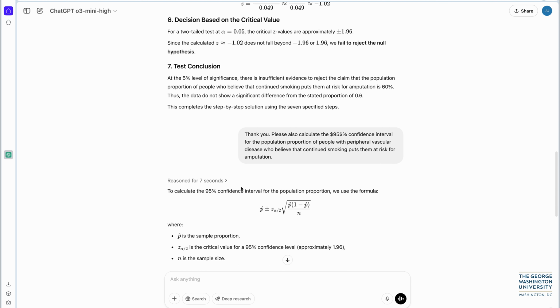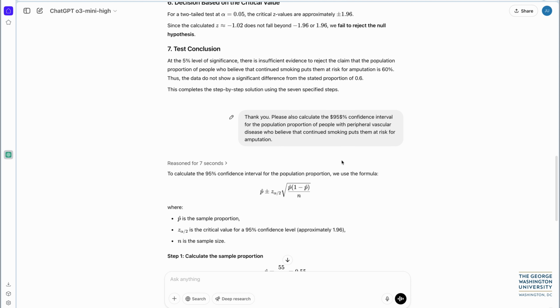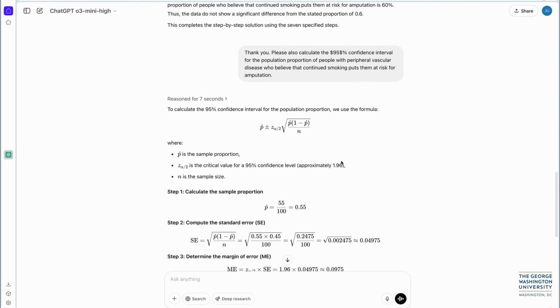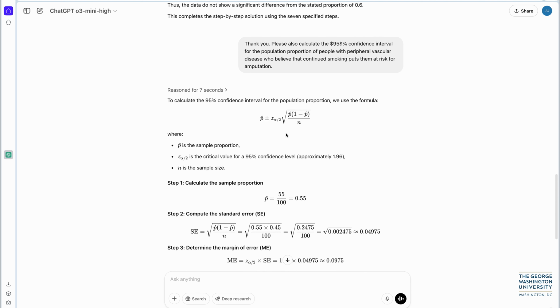Now, I went ahead, that wasn't part of the problem, but I also said, thank you. Please calculate the 95% confidence interval for the population proportion of people with peripheral vascular disease who believe, etc. And it gives me this nice equation. It's going to say p hat, our sample proportion, plus or minus z alpha over 2, that's our confidence coefficient, times the standard error. But remember here, the standard error does not contain p sub 0. This time it's the square root of p hat times 1 minus p hat over n. So it's a different way to calculate the standard error than when we used z. So please do take note of that.